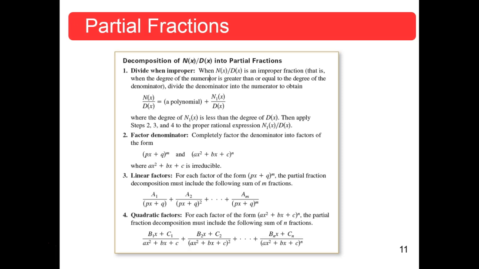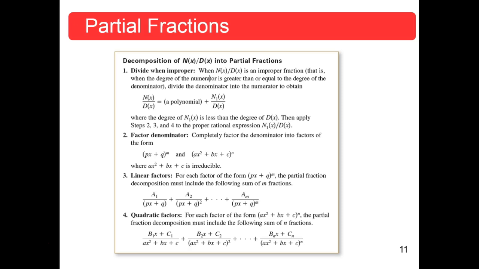Divide, if the degree of the numerator is greater than or equal to the degree of the denominator, do long division. That's what they mean by improper. N of x is an improper fraction, that is, the degree of the numerator is greater than or equal to the degree of the denominator, divide. Now, what you'll get is some polynomial, right? And then you'll get some new numerator, which is a degree less than d. Guaranteed, if you did your division right, the remainder is less than the degree of the divisor. Okay? And once you do that, you're okay.